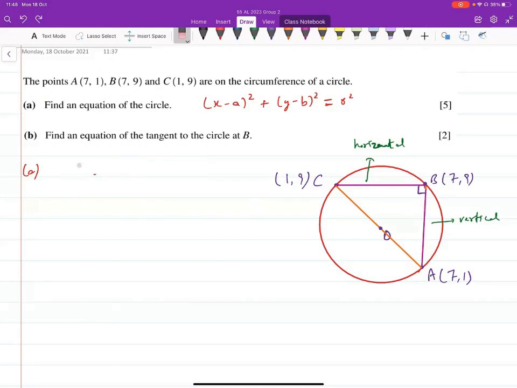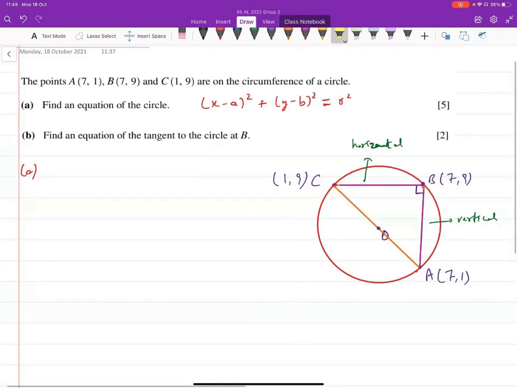AC is the diameter. So just by sketching that and understanding what the situation looks like, that C and B are at the same level, they are horizontal. B and A, the line joining B and A is vertical. You have a 90 degrees there. That necessarily means that AC is a diameter.